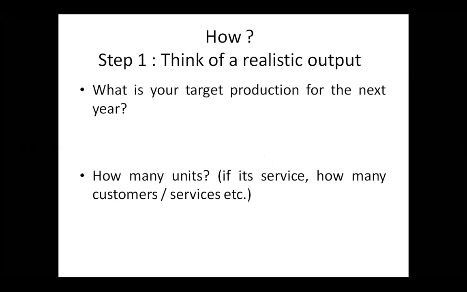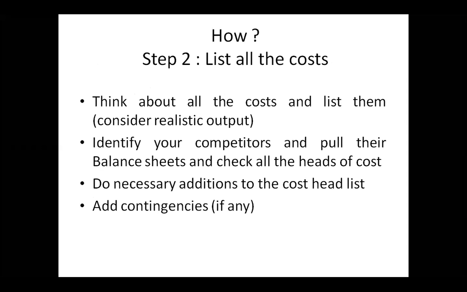So your first step is think about realistic output. Second step is get the cost list in your head. It can be available from the balance sheet of your competitor or lookalike business. Everything is out there. Look at Beyond Meat and you will understand what cost structure they have, what amount they are incurring on R&D. Everything is there on paper.